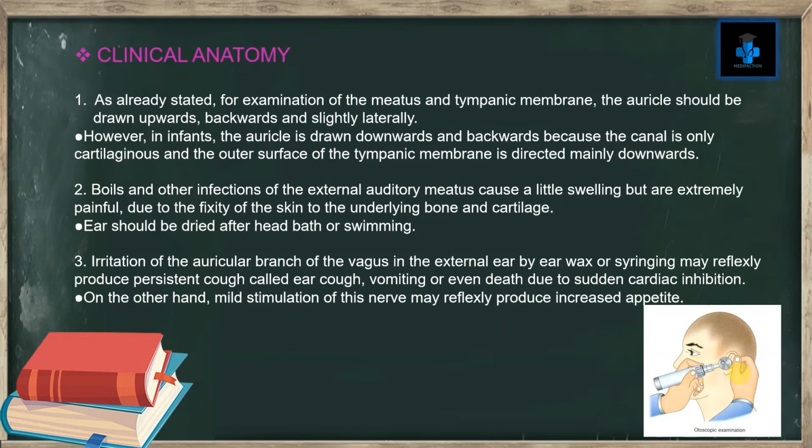Number three. Irritation of the auricular branch of the vagus in the external ear by earwax or syringing may reflexly produce persistent cough called ear cough, vomiting, or even death due to sudden cardiac inhibition. On the other hand, mild stimulation of this nerve may reflexly produce increased appetite.